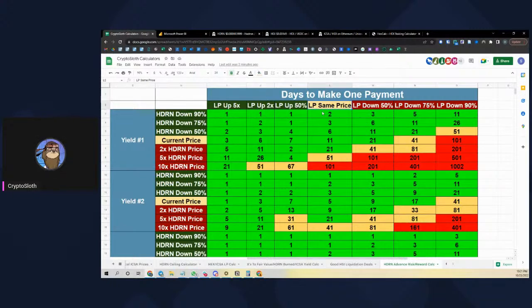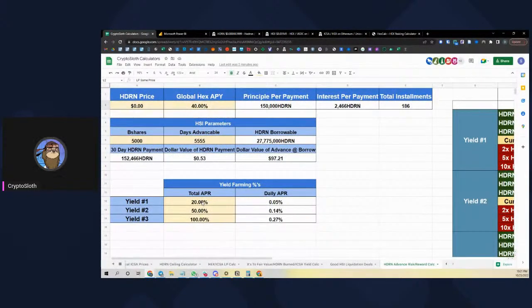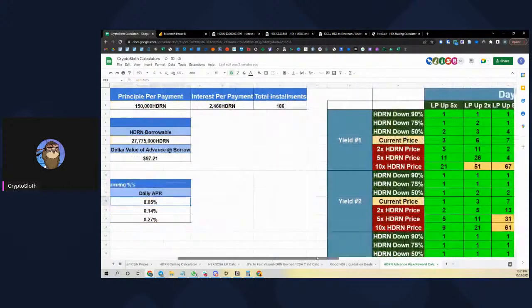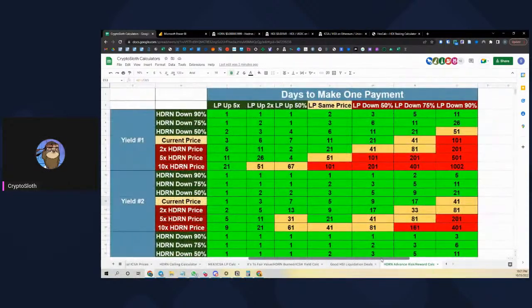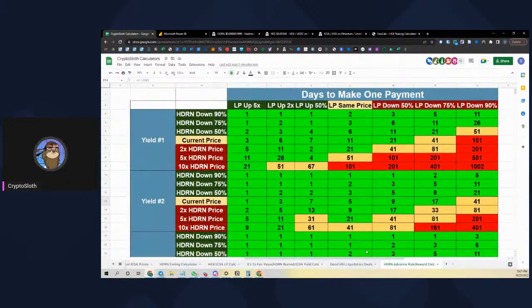And so for yielding, the first yielding opportunity is a 20% APR, and the daily APR is 5 basis points, or 1/20th of a percent every single day. So if your liquidity position or your principal stayed the same and the Hedron stayed at its current price, it would take 11 days to pay off that loan.